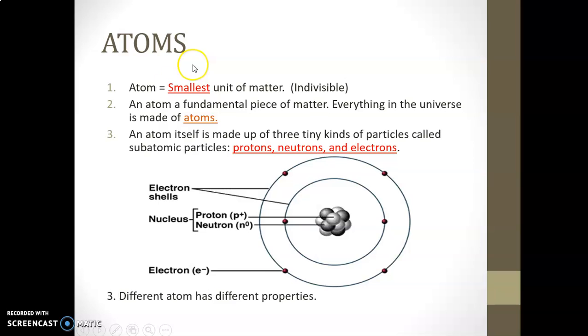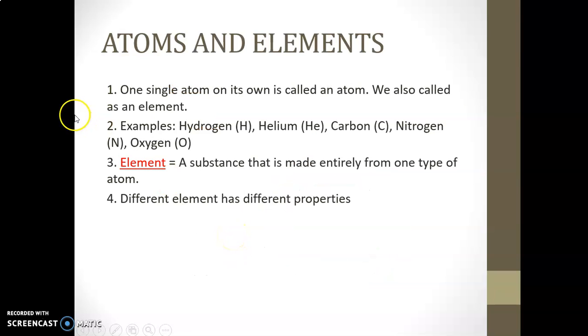So what are atoms? Atoms are the smallest unit of matter. An atom is the fundamental piece of matter, whereby everything in the universe involves atoms. So what are these subatomic particles? The most important part is that you need to know subatomic particles consist of electron shells. You have electrons within the electron shells, and then you have the nucleus. Within the nucleus, you have protons and neutrons. One single atom we call the atom itself, but at the same time we can also call it an element. For example, hydrogen, helium, carbon, nitrogen, they are all elements.